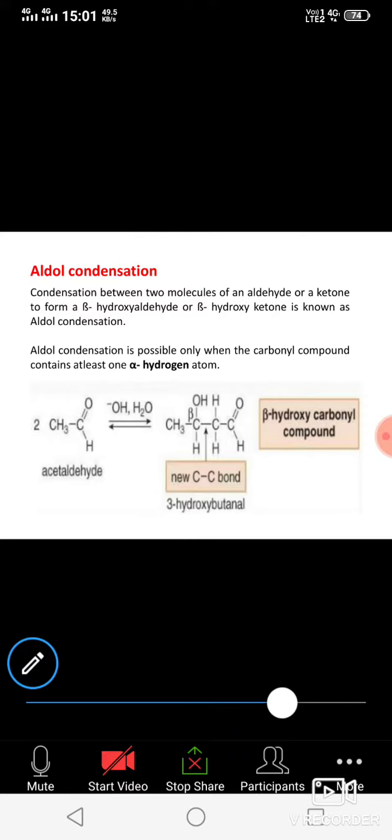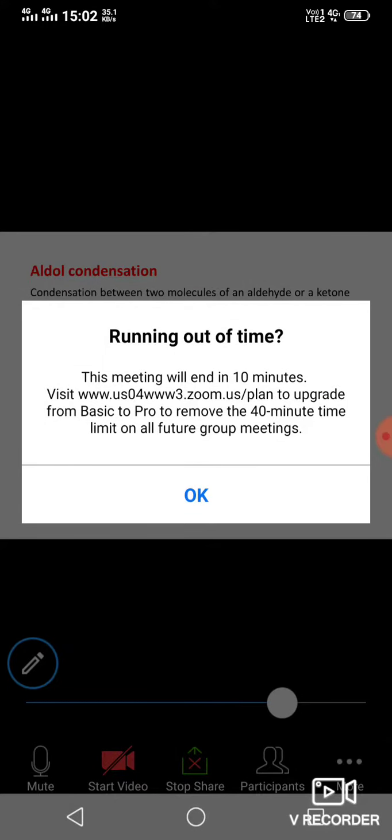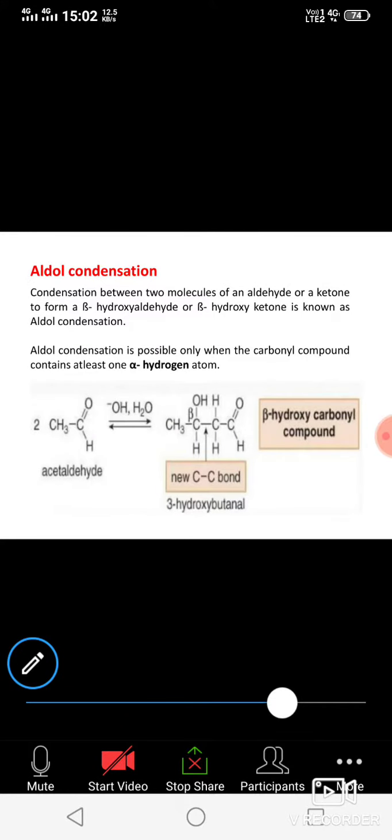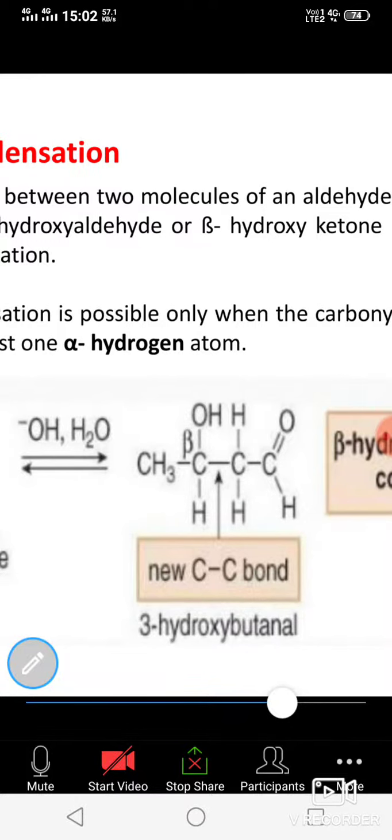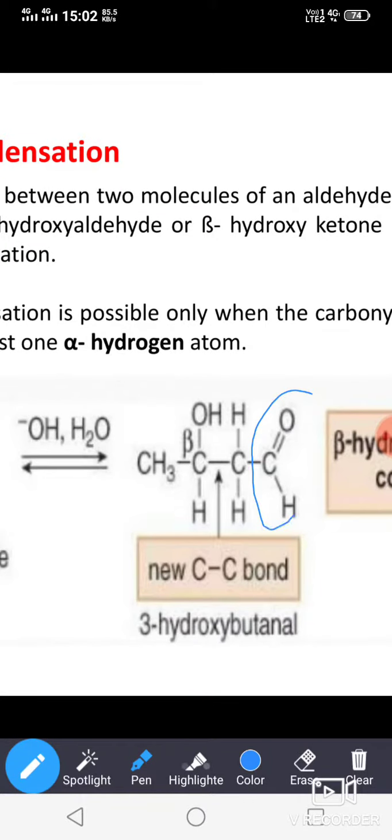Here I have given the example of acetaldehyde. Two molecules of acetaldehyde react in presence of base catalyst. Here you have OH minus and water, and you get 3-hydroxybutanal. You can see that in this case you have the aldehydic functional group and the alcoholic functional group. So this is the aldol product.